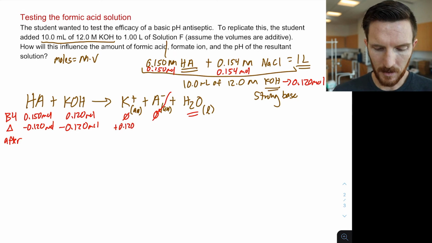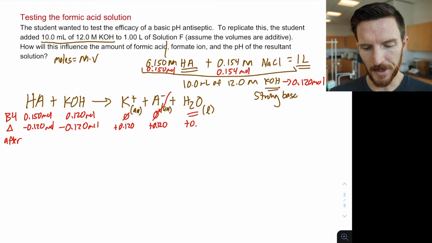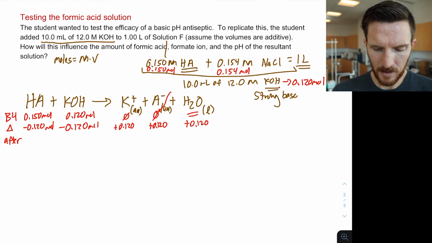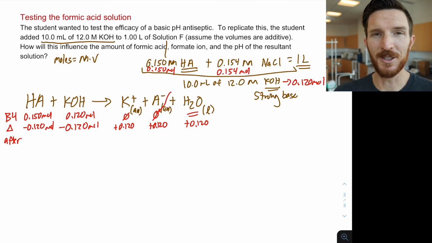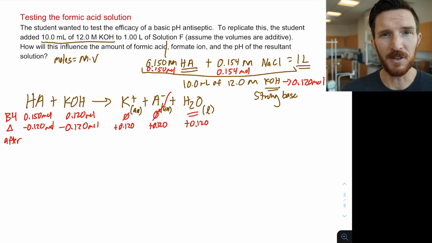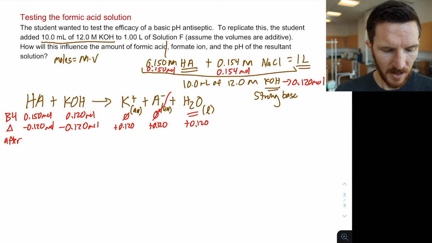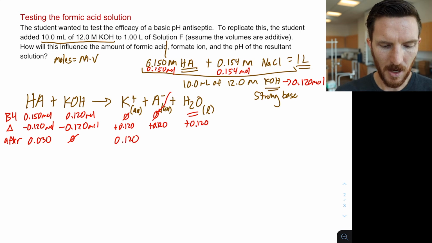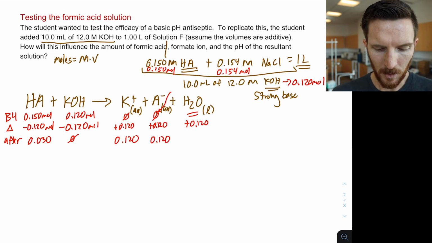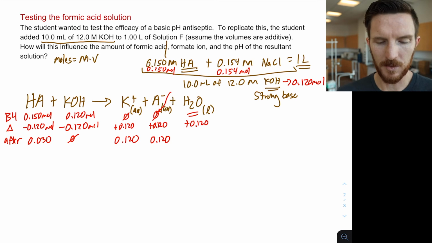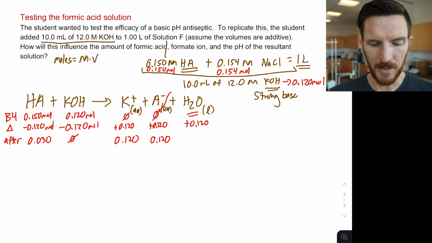And we look at our stoichiometry here, that's going to produce 0.12 of our potassium and our A-, as well as some water, but we already have tons and tons of moles of water already, like 55 moles of water in our 1 liter of solution. And so now we look at that here, and we see that we're going to have no potassium hydroxide left over, 0.12 and 0.12 moles of our potassium and our A- ions.